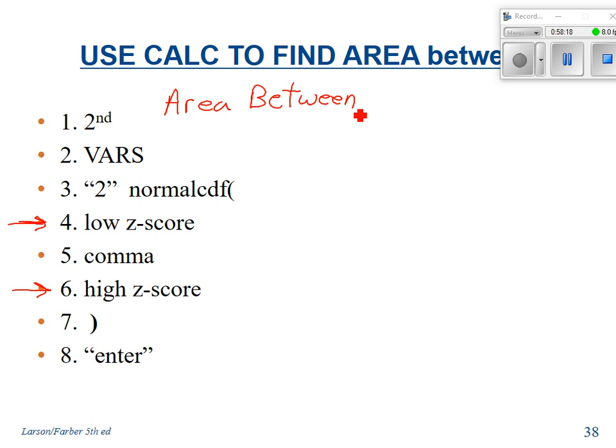If we're finding stuff and you want your low z-score to go all the way out to the left, then that's when you put in the -10,000. If you want your low z-score or your high z-score to go all the way out to the right, then that's when you put in the positive 10,000. So we probably could have just written this one down.